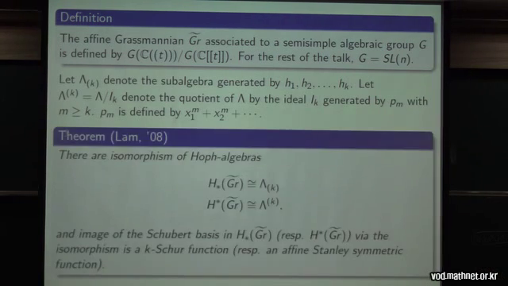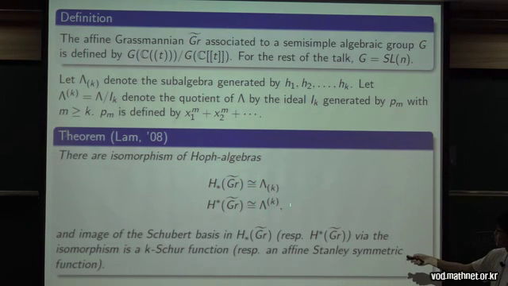And the cohomology and the homology of this affine Grassmannian are isomorphic to some subalgebra or quotient algebra of the ring of symmetric functions. So homology is isomorphic to lambda sub k, where lambda sub k is just the subalgebra of the ring of symmetric functions generated by h1, h2, up to hk. And the cohomology of the Grassmannian is isomorphic to the quotient of lambda modulo the power sum symmetric functions p_m. p_m is x1 to the m plus x2 to the m plus, etc.